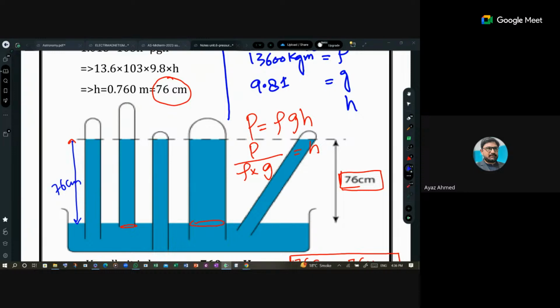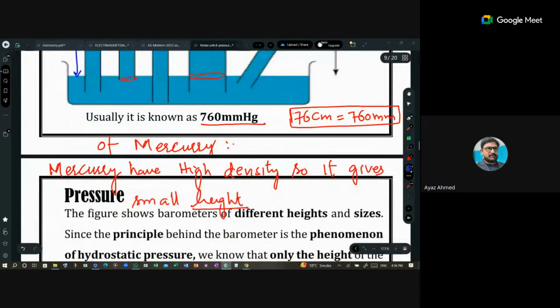When mercury becomes stable, it means 76 centimeter of mercury or 760 millimeter of mercury is creating a pressure equal to the atmospheric pressure at sea level, which is equal to 101300 Pascal. Okay, is it clear?